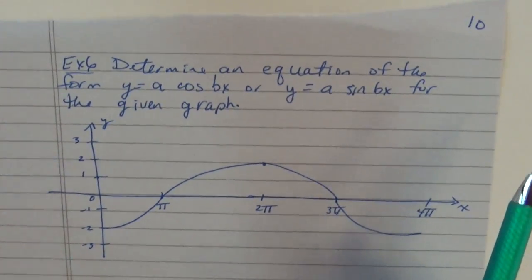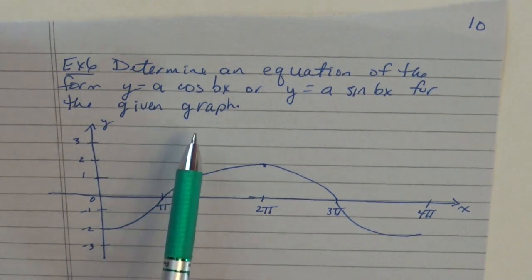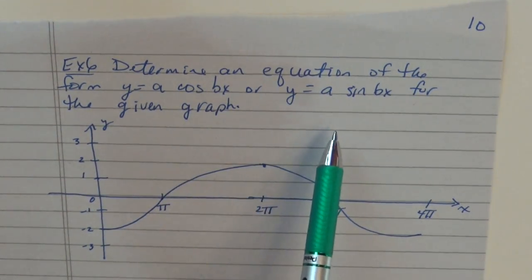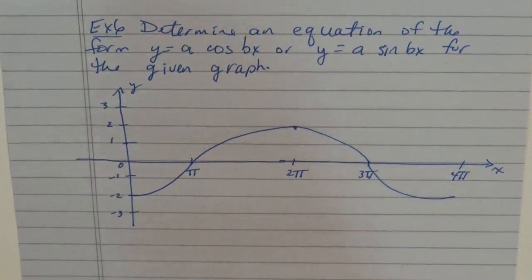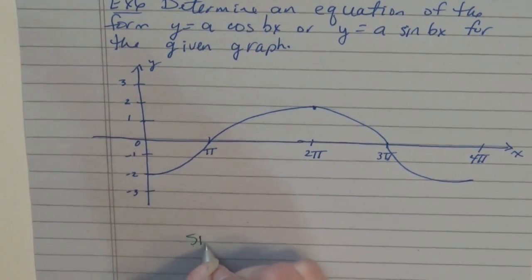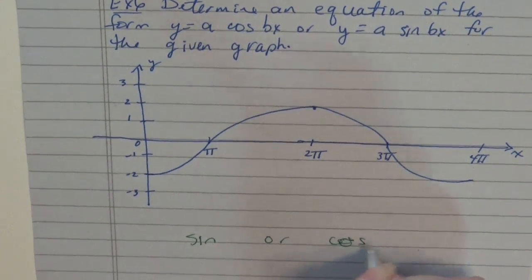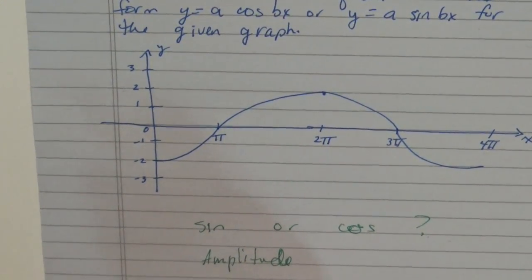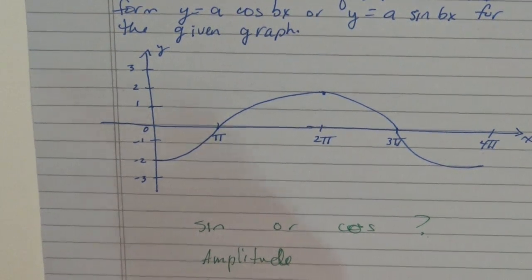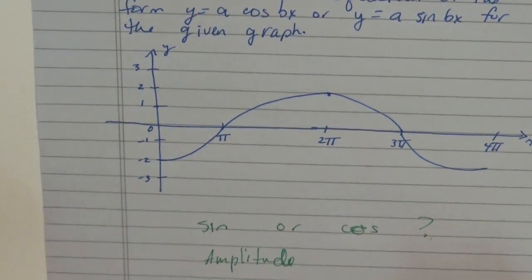And then finally, example 6: determine an equation of the form y equals a times cosine bx or y equals a times sine bx for the given graph. So there's 3 things really that you're having to look at. You need to determine, is it a sine or a cosine function? That's the first thing. Second, what is the amplitude? And finally, what is the period? Once you know this information, you can get your equation pretty easily.